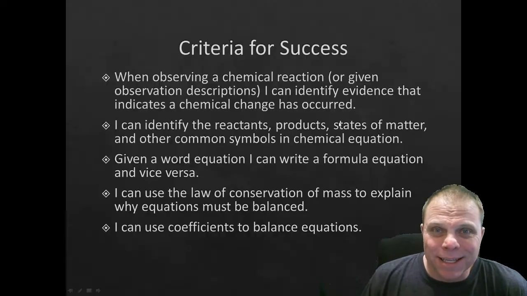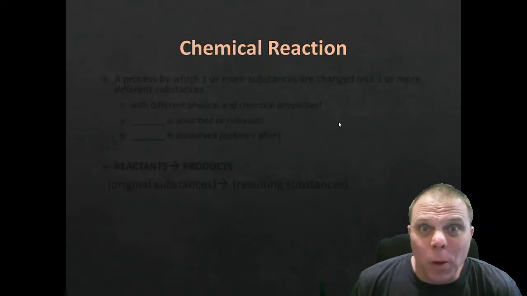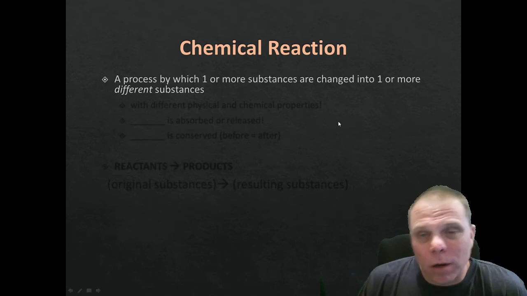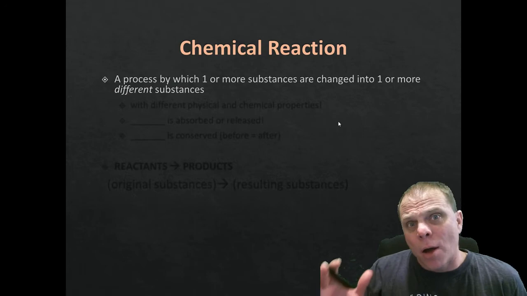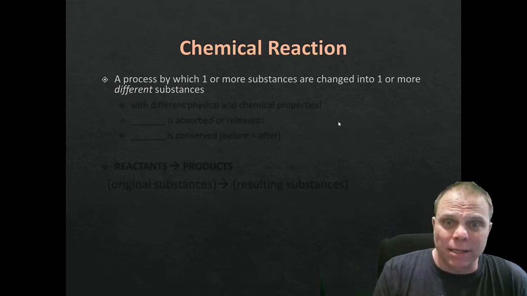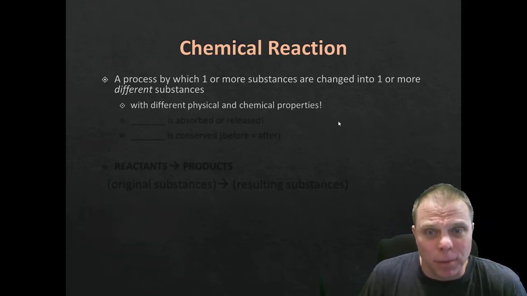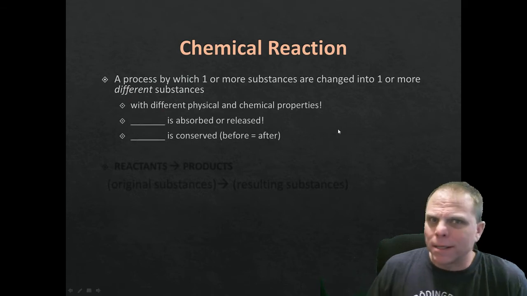All right, so let's get into this. Chemical reaction, what is it? It's a process by which one or more substances are changed into one or more different substances. So the products are going to be different than the reactants, and they're going to have different physical and chemical properties, okay? Now, something is absorbed or released.